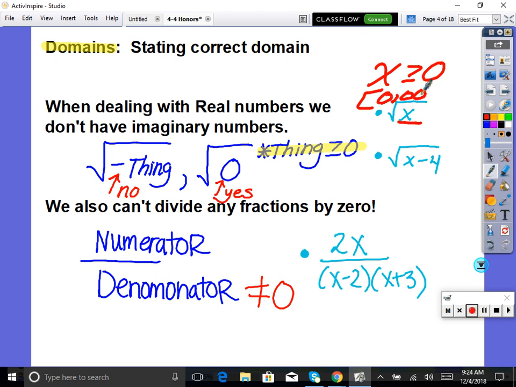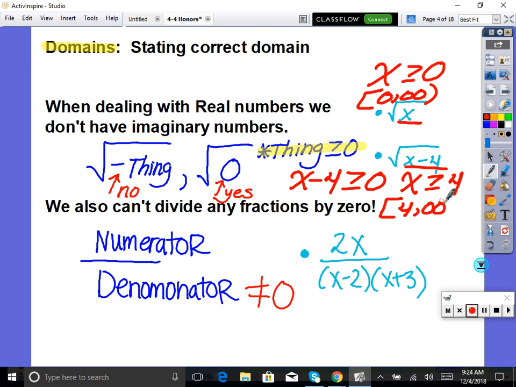Now what about this one? What would my true statement be? x minus 4 needs to be greater than or equal to 0. Isn't that what's under the radical? Yeah. What's under the radical needs to be greater than or equal to 0, so you'd add 4. So x value is greater than or equal to 4. So then you'd say 4 to infinity. Are we all okay with that?